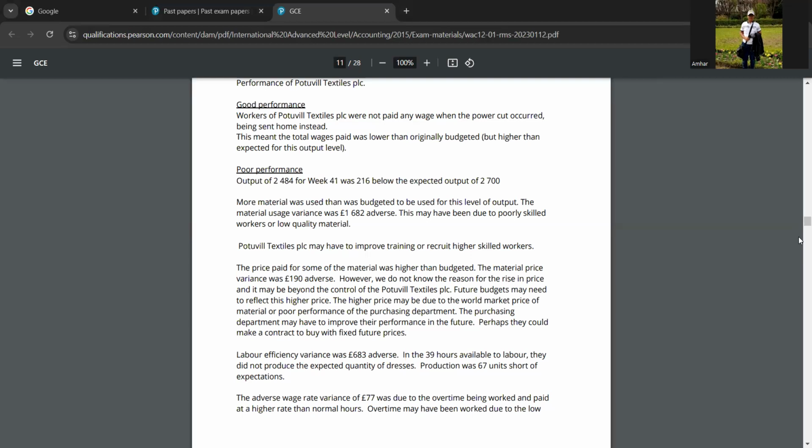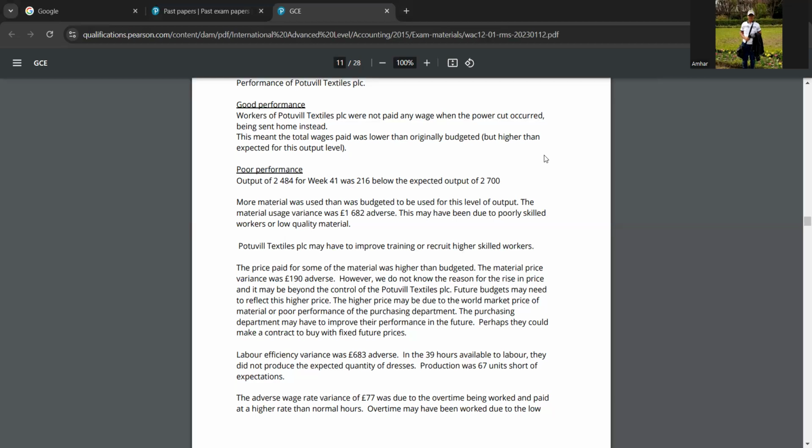So for good performance you have to give some points, and then for poor performance you have to give some points, and then for the conclusion you have to tell whether they have performed well, whether the performance is poor, and how improvements are being made. You can tell that in poor performance. When you're writing about poor performance, in the next point you can suggest how they can improve. Did you understand that?